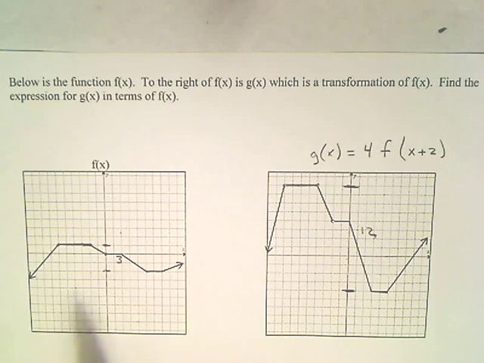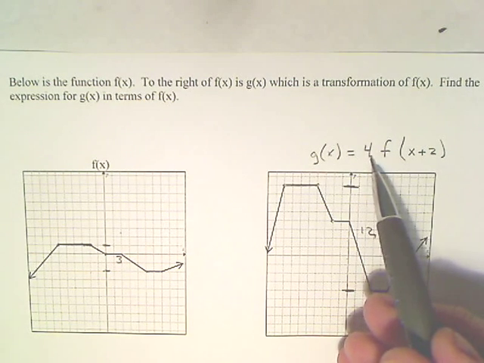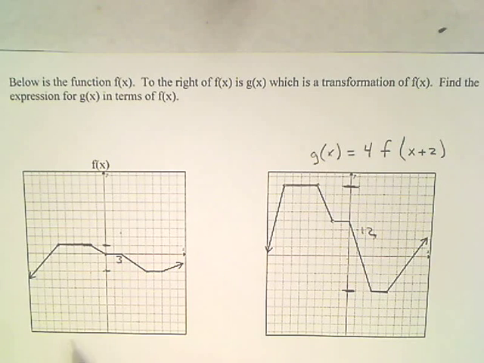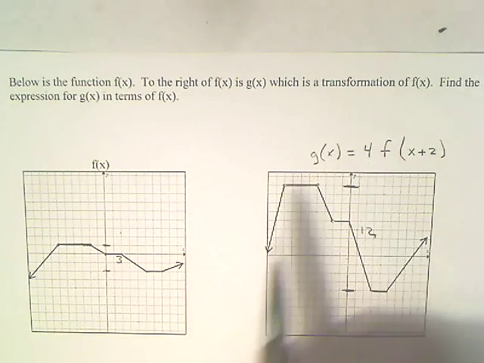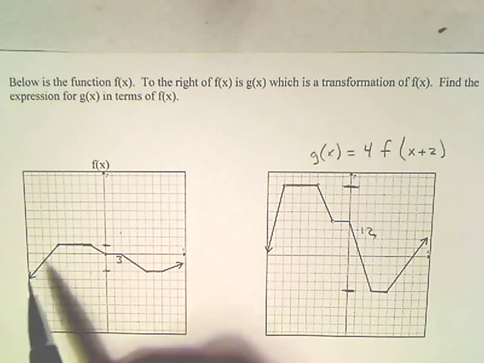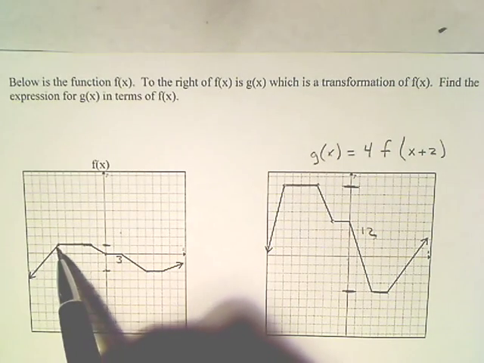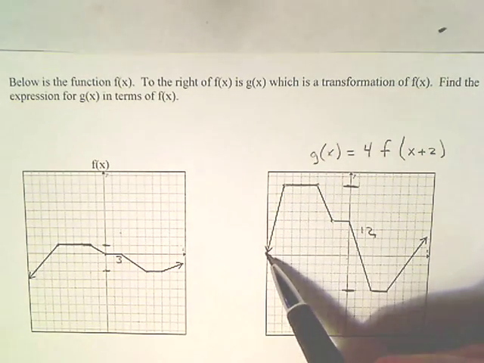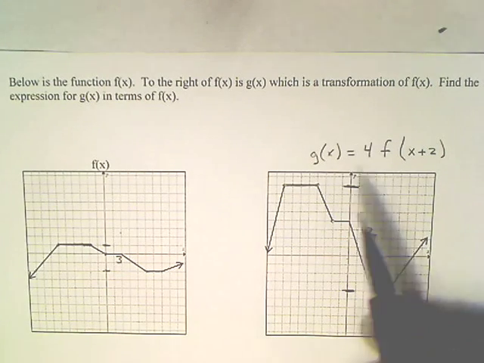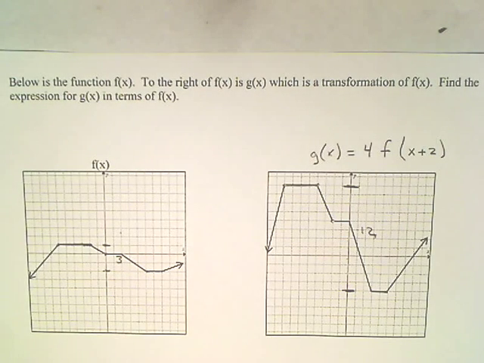Now, the only thing you need to determine is if that 4 is positive or negative. Has this graph been flipped? If it's upside down, then I would make that 4 negative rather than positive. But you'll see that the graph here, headed to the left, is headed down. It's still headed down, so the graph has not been flipped. So we'll leave the positive 4.